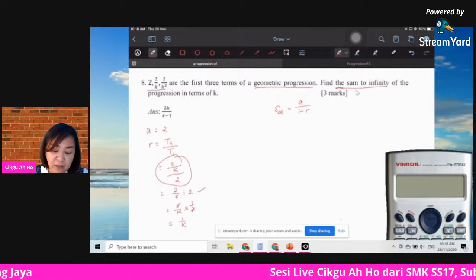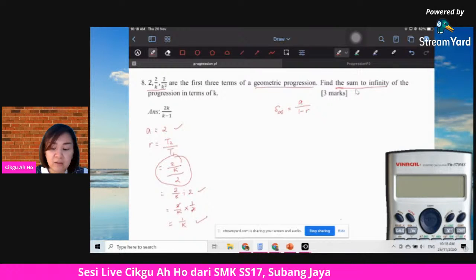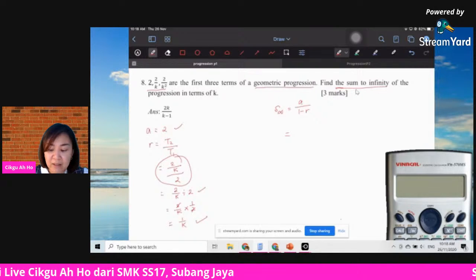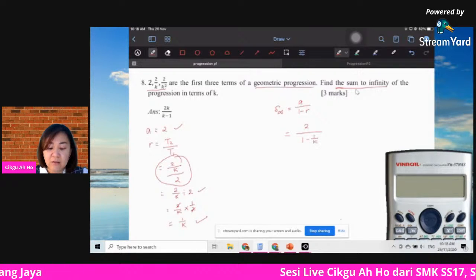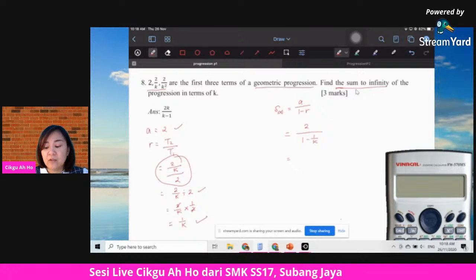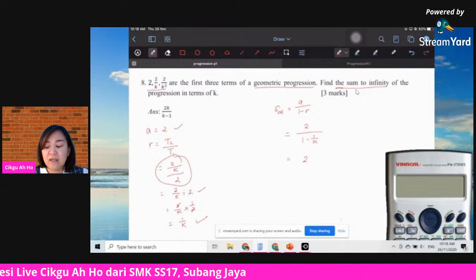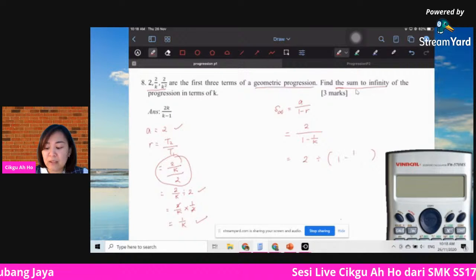Okay, so you already have your A, you have your R. So you just substitute lah the value in. Okay, so what's my A? My A is 2. Then 1 minus what? 1 over K. Alamak, tolak lagi 1 per kat bawah tu. Okay, how? Okay, so you can leave it on the left side. Ini bahagi kan? Ini, buat ni 1, tolak 1 per K.